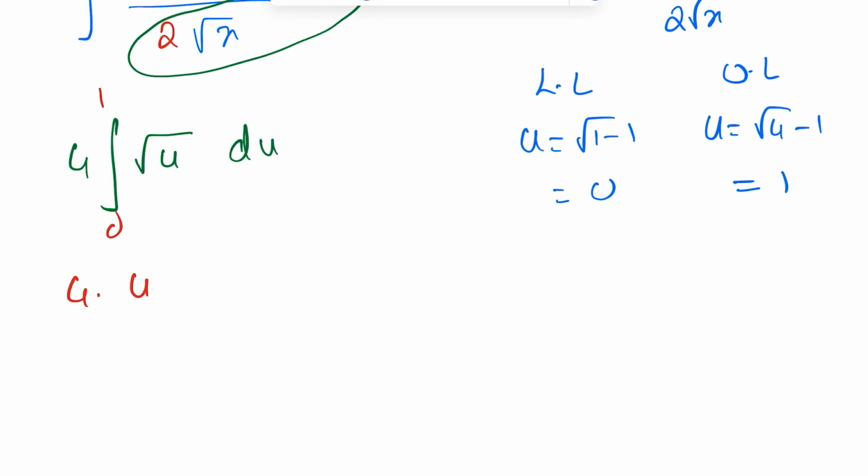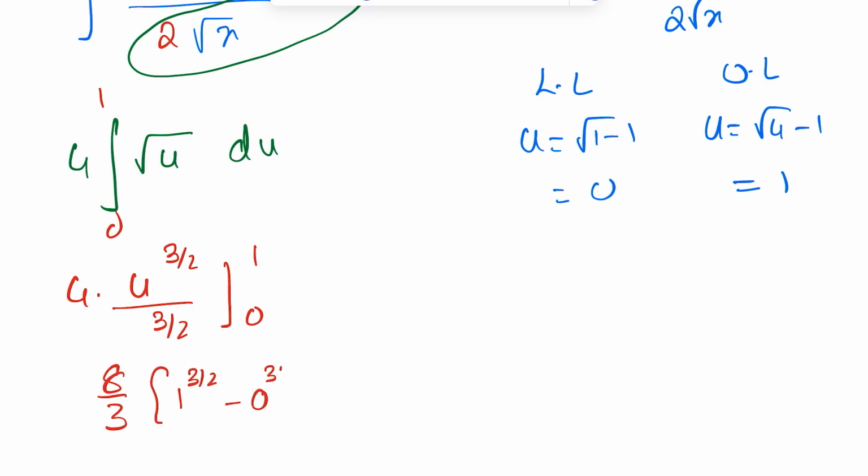The integral of 4 square root of u is u power 3 upon 2 upon 3 upon 2, from 0 to 1. So it becomes 8 upon 3, 1 power 3 upon 2 minus 0 power 3 upon 2, which is going to be 8 upon 3.